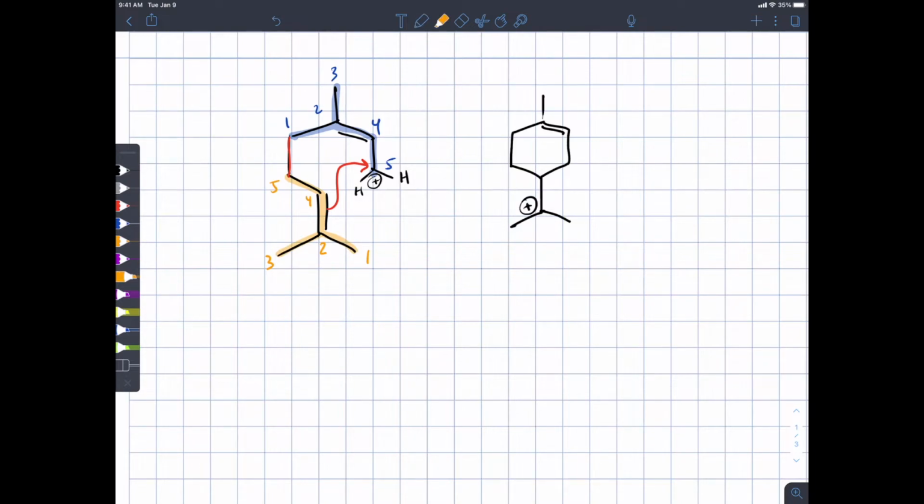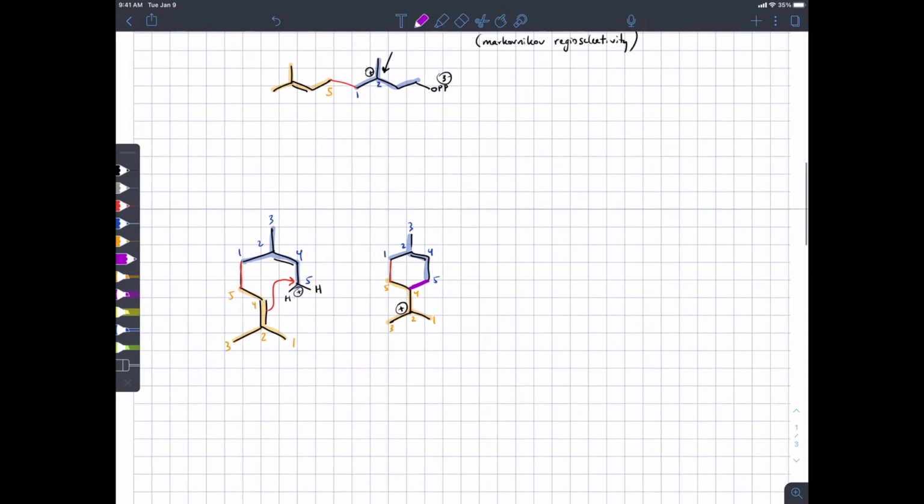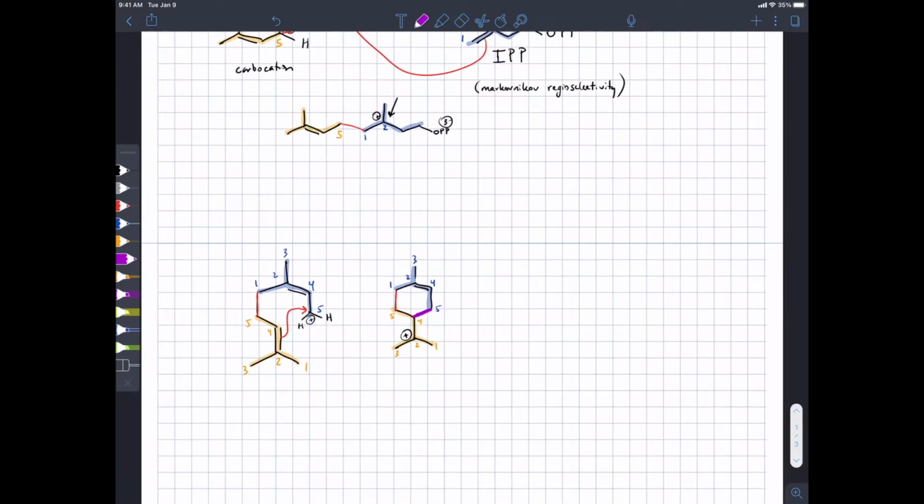I'll try to shade things to make everything consistent. In red is the bond that we had in the linear precursor. And then I'll use a different color, maybe purple, for the new bond we just made between orange 4 and blue 5. Okay, second example of pi electrons attacking a positive charge.